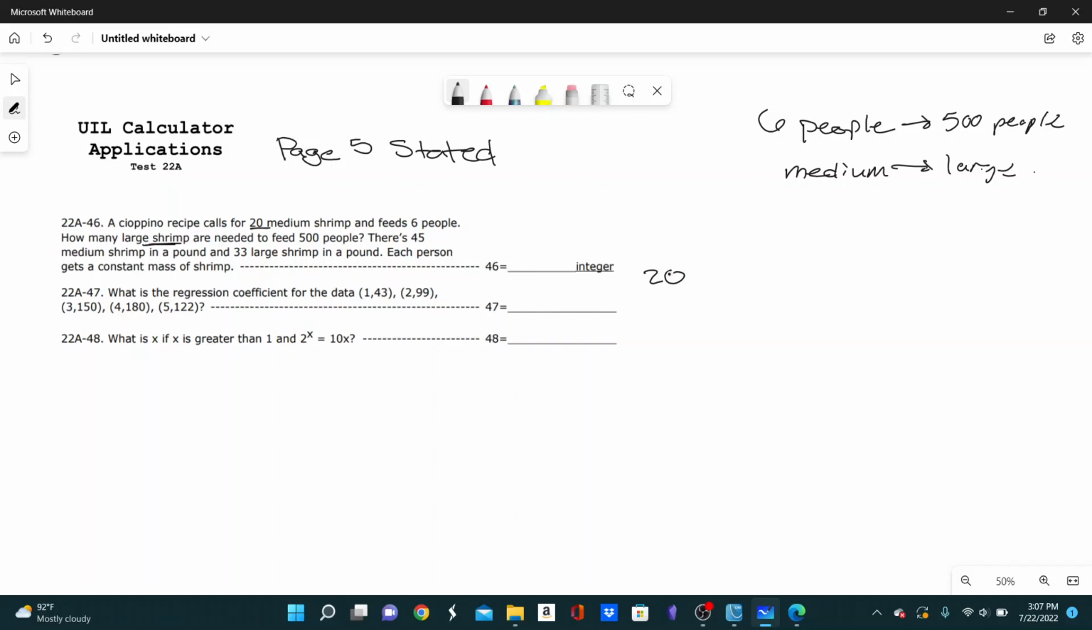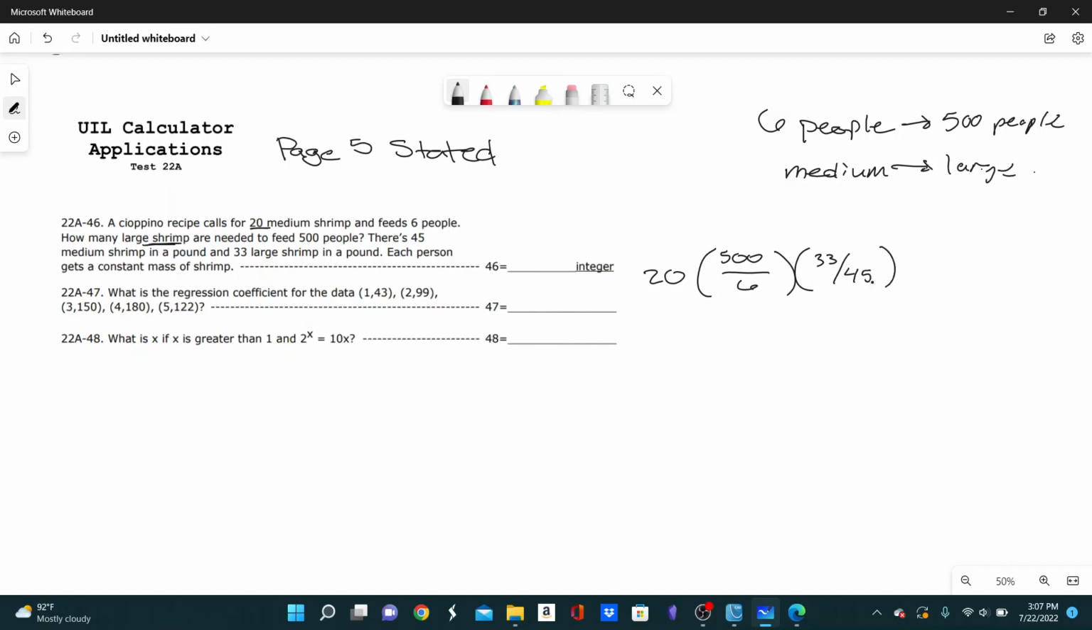So if we started with 20 medium shrimp, then we have to go from 6 people to 500 people. Well, in that case, we can just multiply by 500 over 6, because it's 500 over 6 times as many people that need being fed, so naturally there's going to be that many times the 20 shrimp. Now, for the medium and large shrimp situation, there are two possibilities. One, you could multiply by 45 over 33, or you could multiply by 33 over 45.